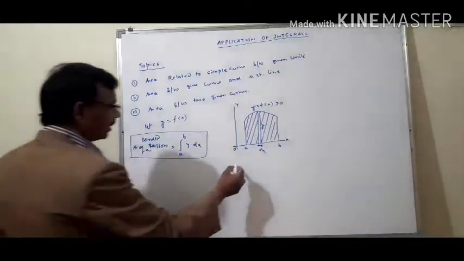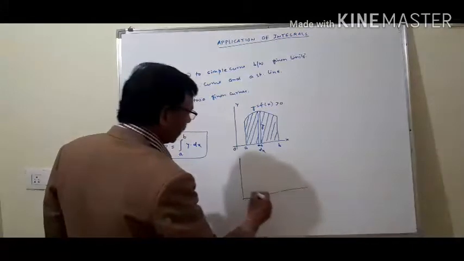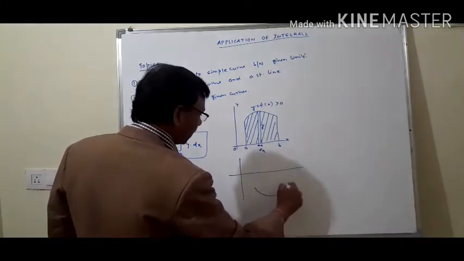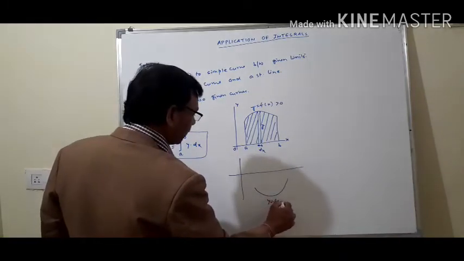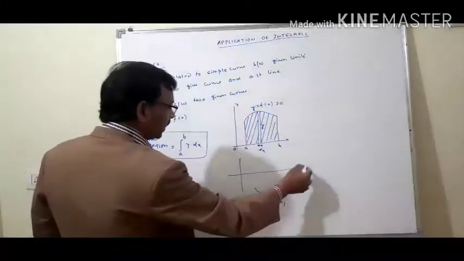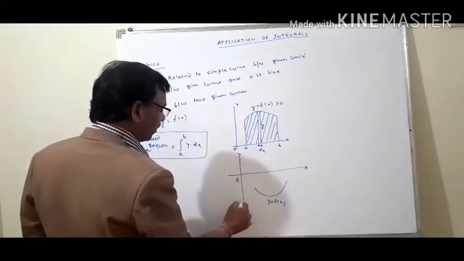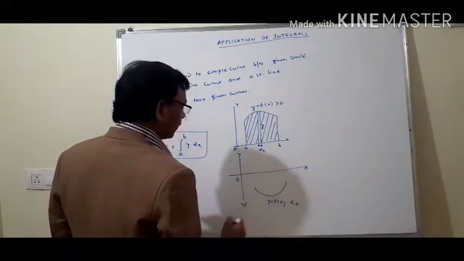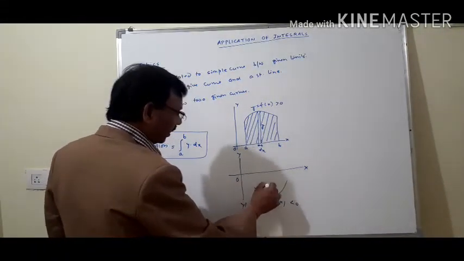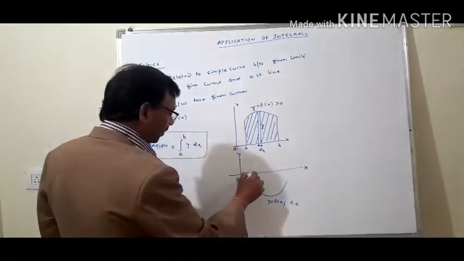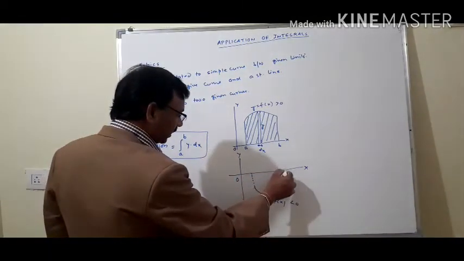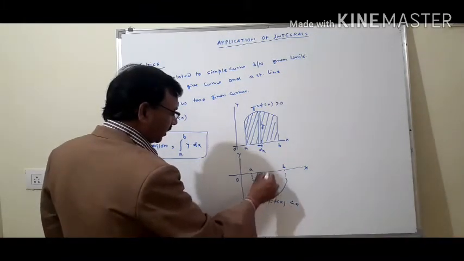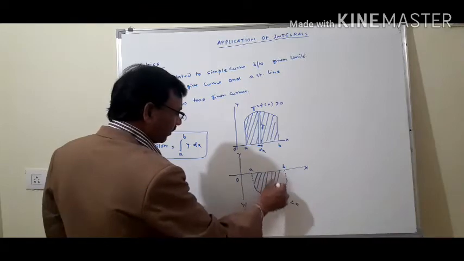Now if this curve is below the x axis, suppose this is the curve y equal to f of x, this curve is below the x axis, this is x, O and y dash, so this will be less than 0. But if you want the area bounded by this curve, that means suppose this is a and this is b, a to b, then we can find the area of this shaded region.